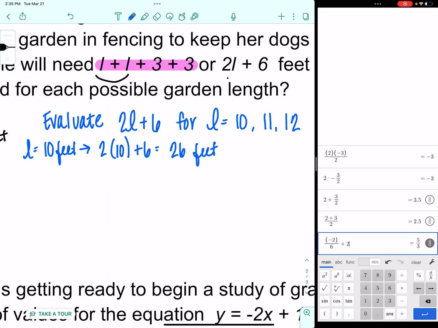So now I'm going to check out 11 feet. And I'll be careful. It looks like since we're adding 1 more foot to the length, we just need to add 1 more foot to the total. But that's not the case. When you evaluate your expression at 11, we're going to plug the 11 in the L spot. That's 22 plus 6, so that's 28 feet.